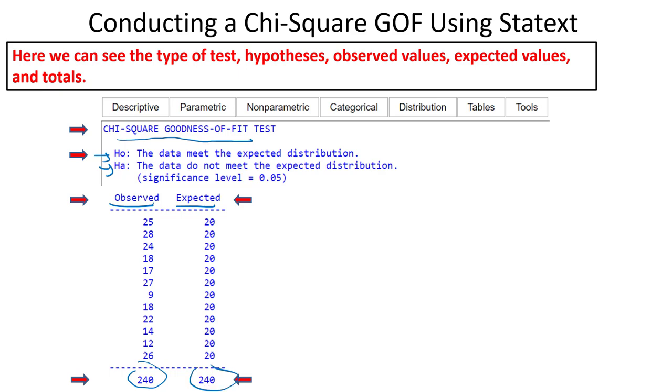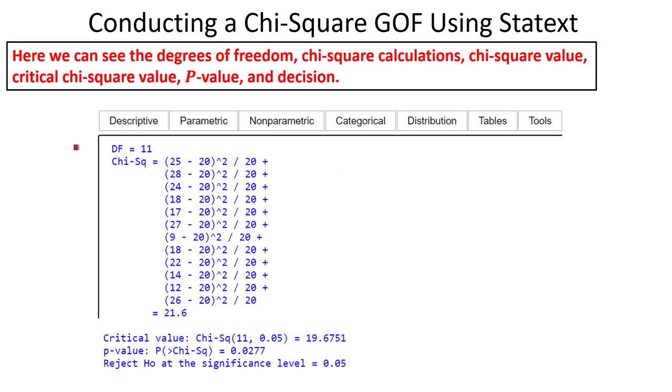And if we scroll down further, here we see the degrees of freedom. We have 11 degrees of freedom. We see the calculations that go into getting the chi-square value of 21.6. And we also see the critical chi-square value, above which we would reject the null hypothesis. We see our p-value. And because our p-value is less than 5%, we see that the decision made is to reject the null hypothesis at the 5% significance level.